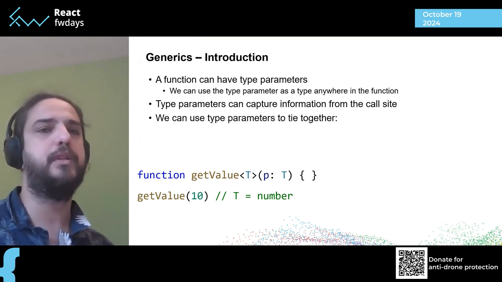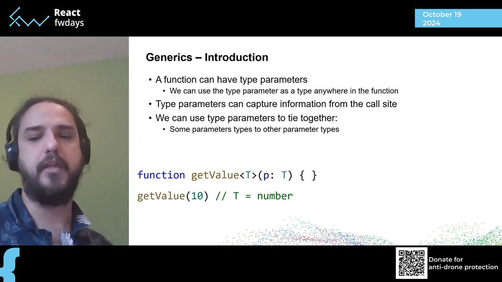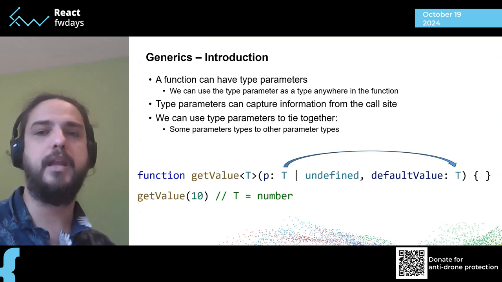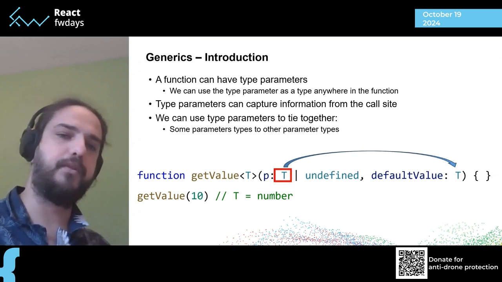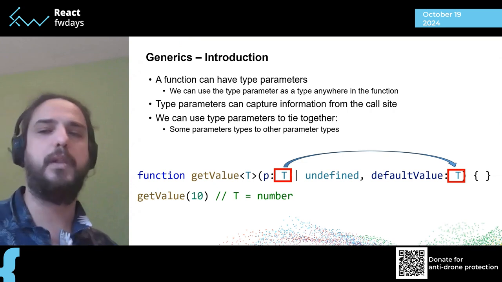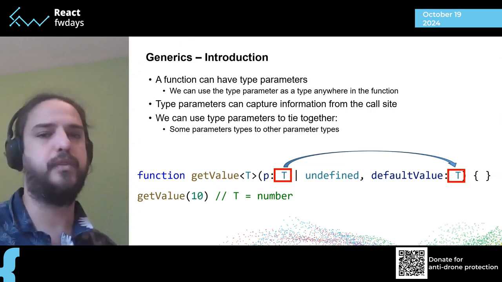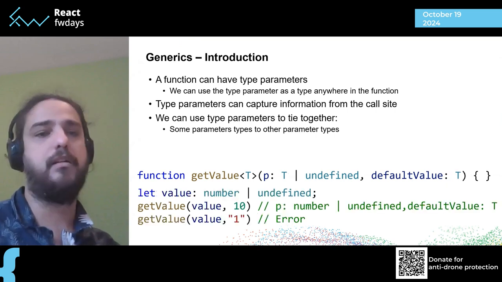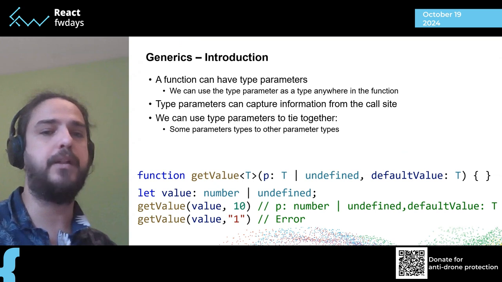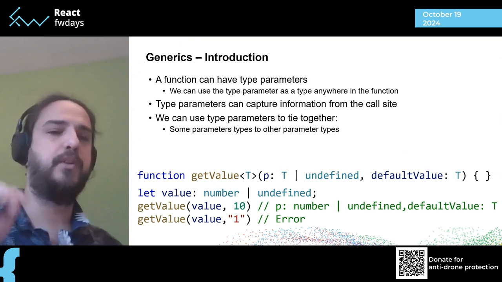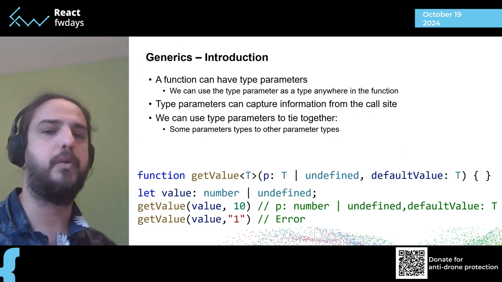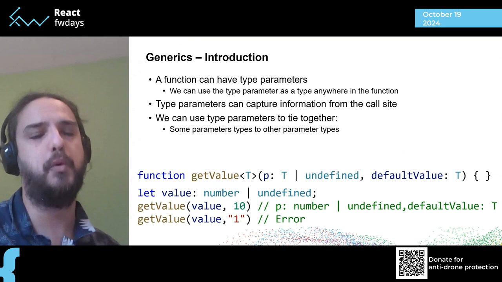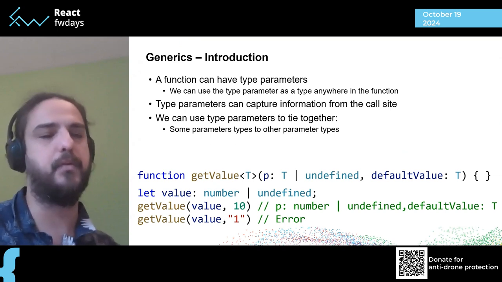The point of generics, and of type parameters, is usually to tie things together. You're either tying together parameter types. So, for example, here we could have two parameters, and we establish that if the first parameter is T or undefined, then the second parameter will have to be T, right? We don't know what that T is. We don't really care, but we know that is the relationship that has to be there. So now when we're calling our getValue function, if we're passing in the first parameter as number or undefined, then if the second parameter is also a number, that is fine. But if the second parameter is a string, we're going to get an error because the types don't match.